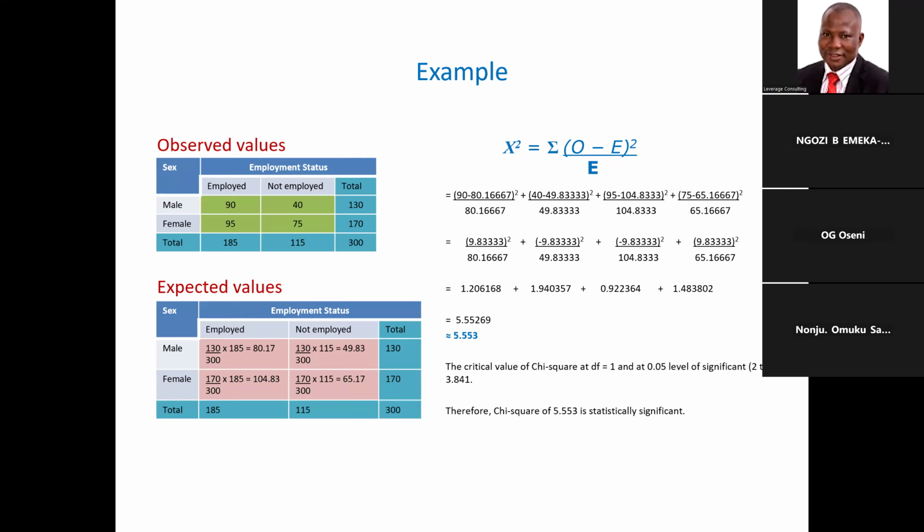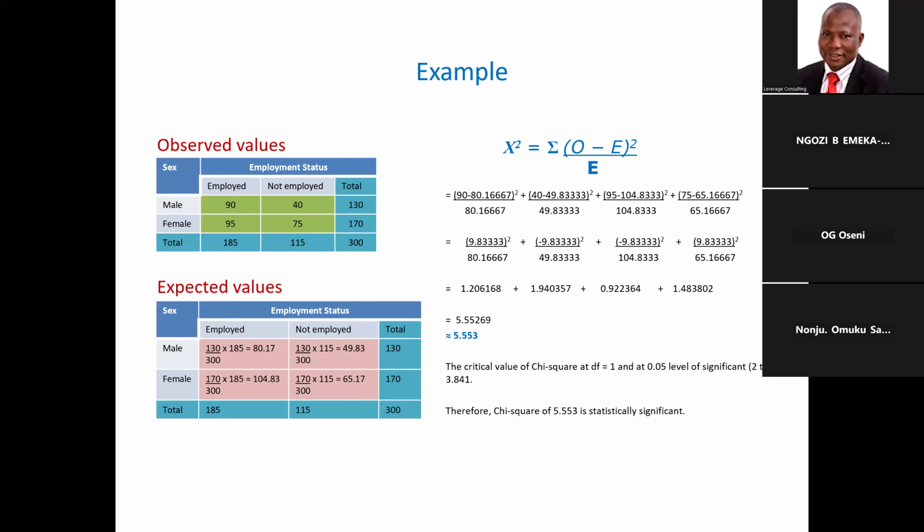If it's 80, automatically this other one will be 50, the male not employed, because the total for me is 130. And if the male employee is 80, because the total employee is 185, the female employee will be 105. And of course, if this one is 105, what will be here? It will be 65. Can you see? So you can only vary one, because automatically one should vary one set.